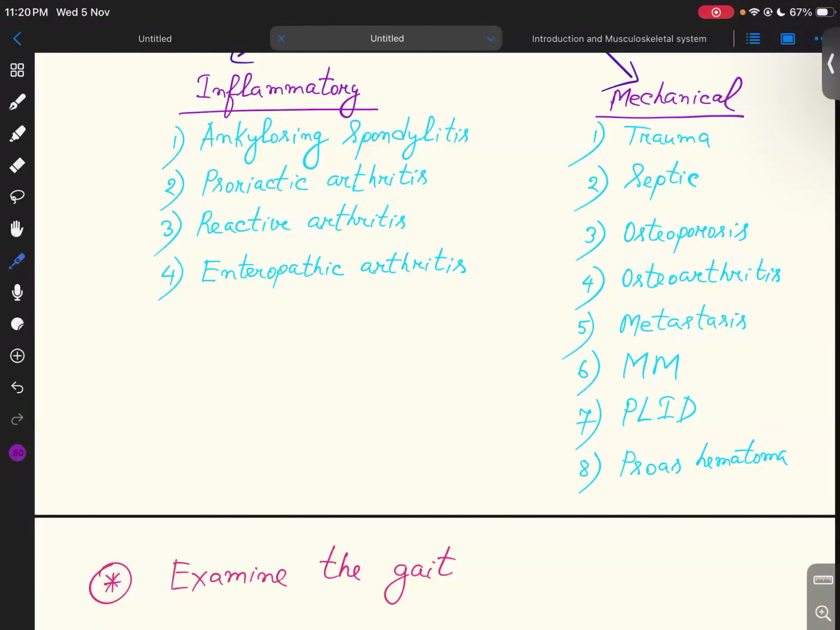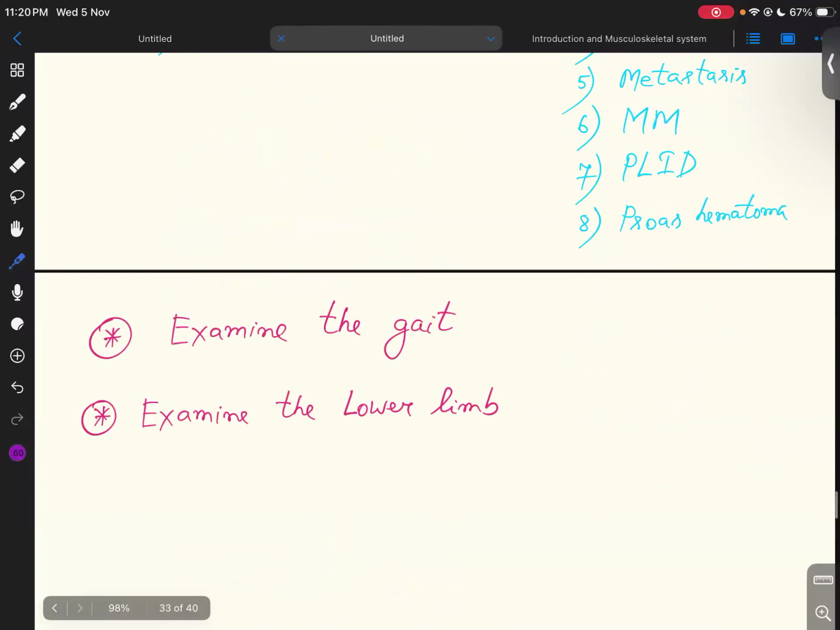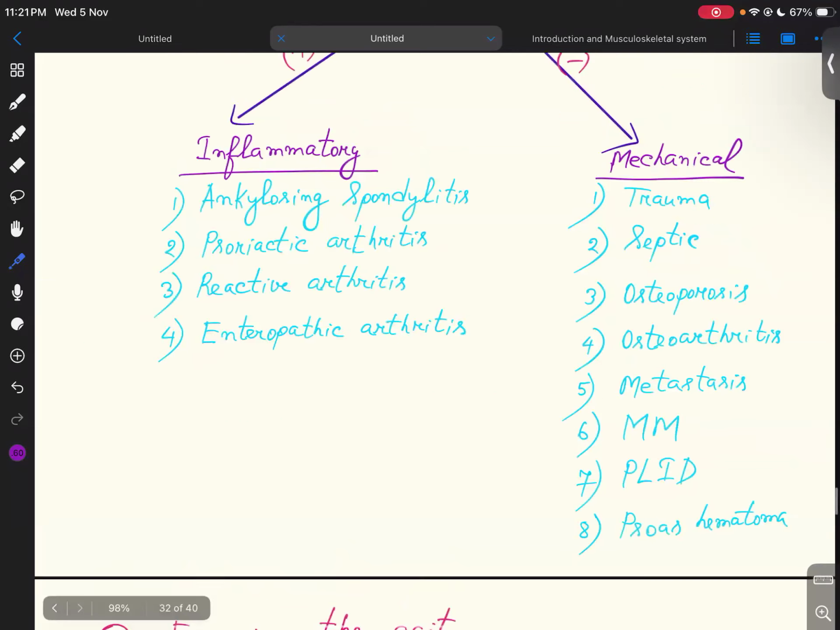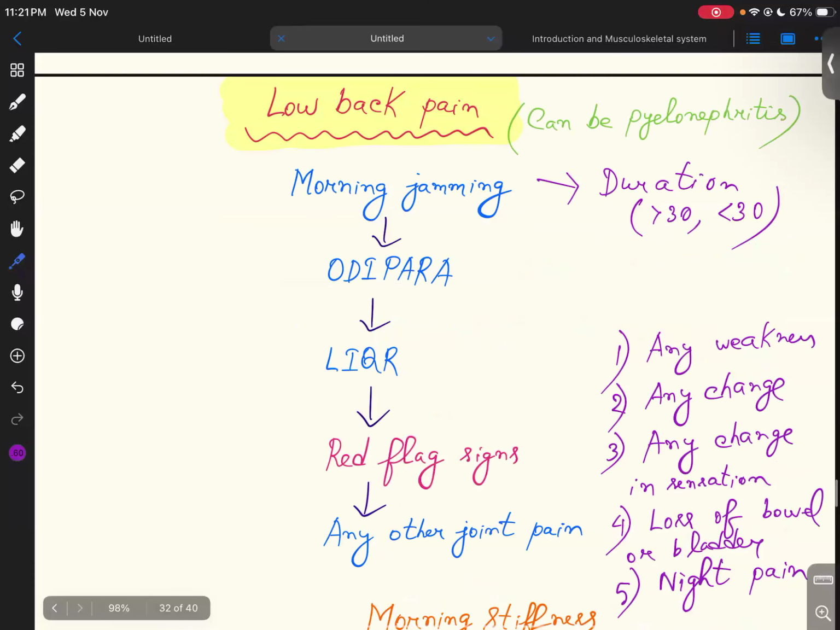Yes, okay, thank you. And what are the crucial things that the maximum candidates miss? That is examination of the gait and examination of the lower limb. So never forget to examine the lower limb, at least check for plantar. So this is all for low back pain. Does anyone have any question on low back pain? Please ask me, I will be happy to help you.